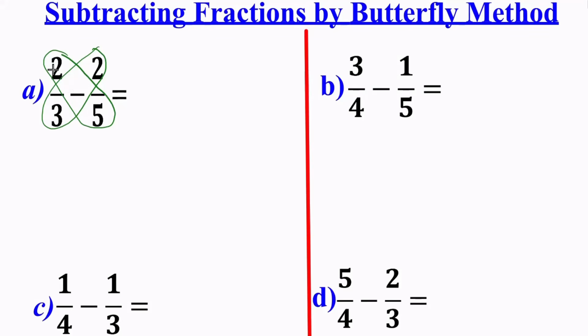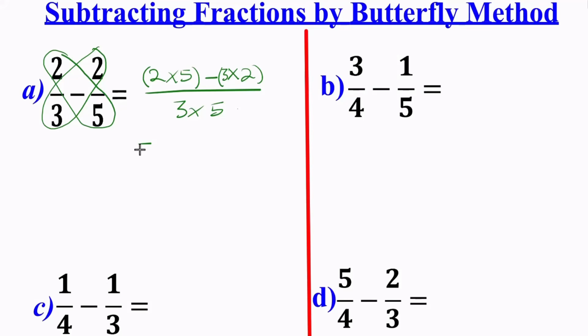So we are going to have 2 multiplied by 5 in brackets. Then we maintain the symbol in subtraction, so minus the product of 3 by 2. Then the whole of it is divided by the product of the denominators, so we have 3 multiplied by 5.